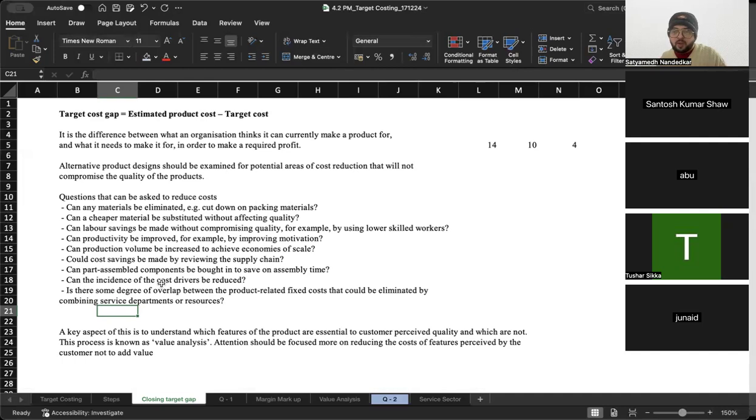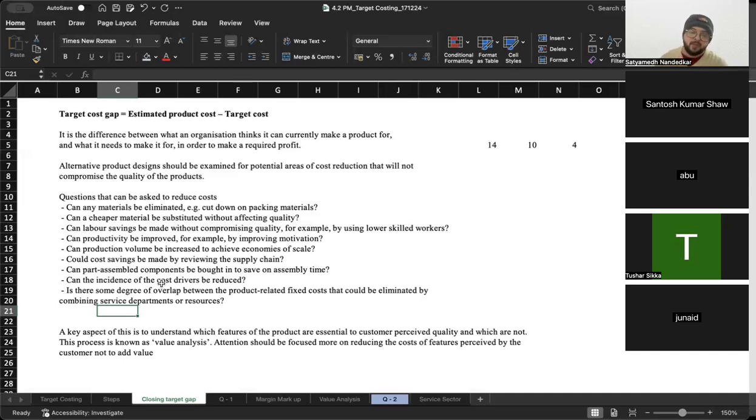Maybe to get that lower cost, you will have to talk to a wholesaler, you will have to go to a wholesale market, get attractive discounts, and bring the material from there. Or can labor savings be made without compromising quality by using lower skilled workers? There are certain areas for which it's okay to have unskilled workers. But if you want to do specialized jobs, say for example, you are in the baking business, then naturally people who do the baking, they should know how that activity is done. So substituting someone might not be the best option.